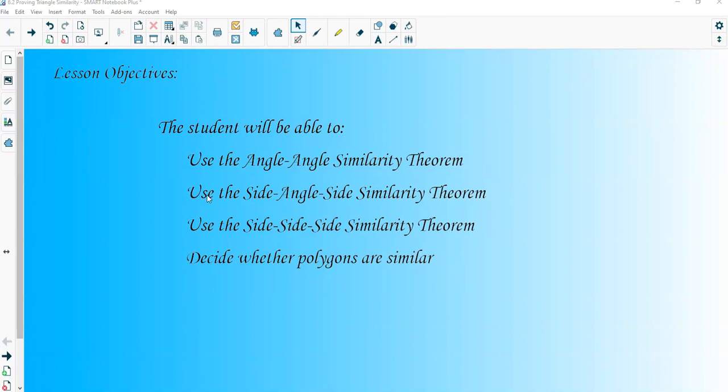So you will be able to use the angle similarity theorem and the side similarity theorem just to prove triangles that are similar. Okay, so let's get ready, copy that down, and let us begin.